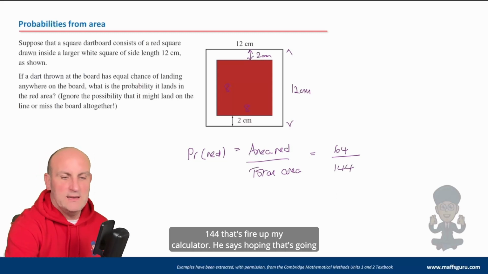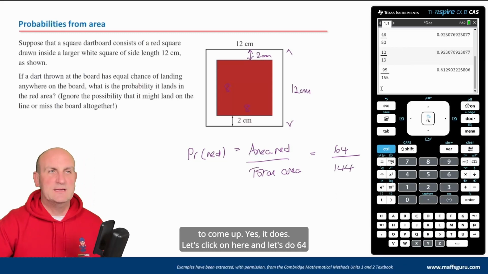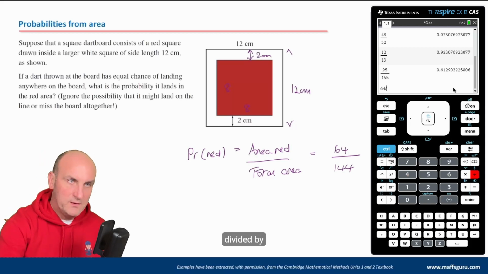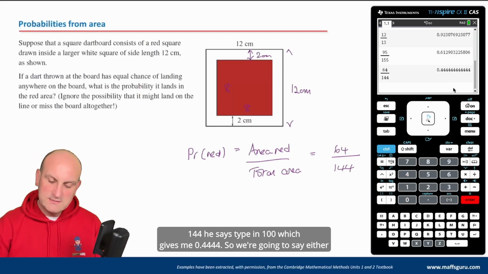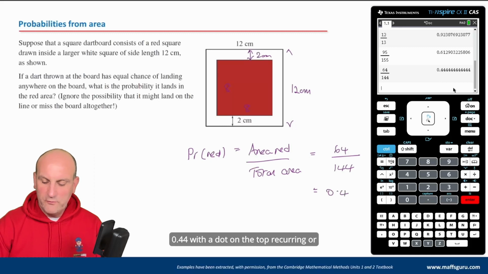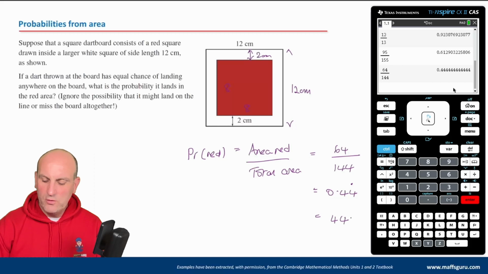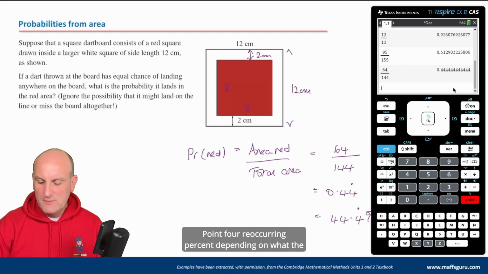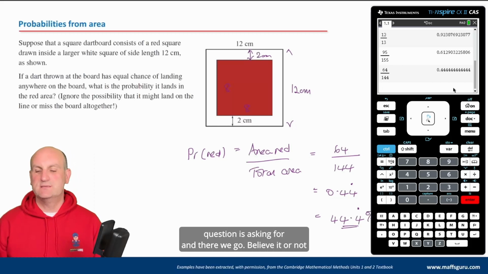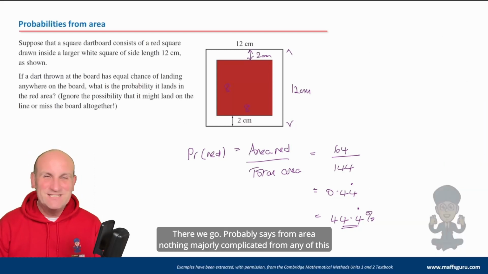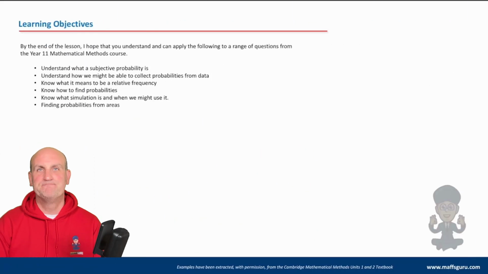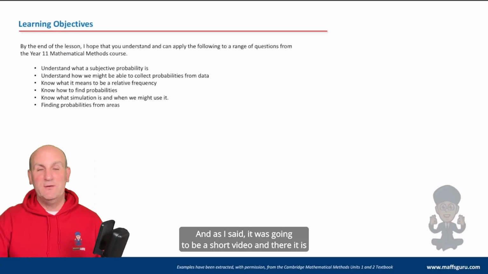Let's fire up my calculator. Let's do 64 divided by 144, times 100, which gives me 0.44444. So we're going to say either 0.44 with a dot on the top recurring, or 44.4 recurring percent, depending on what the question is asking for. And there we go, probabilities from area. Nothing majorly complicated from any of this. As I said, it was going to be a short video, and there it is.